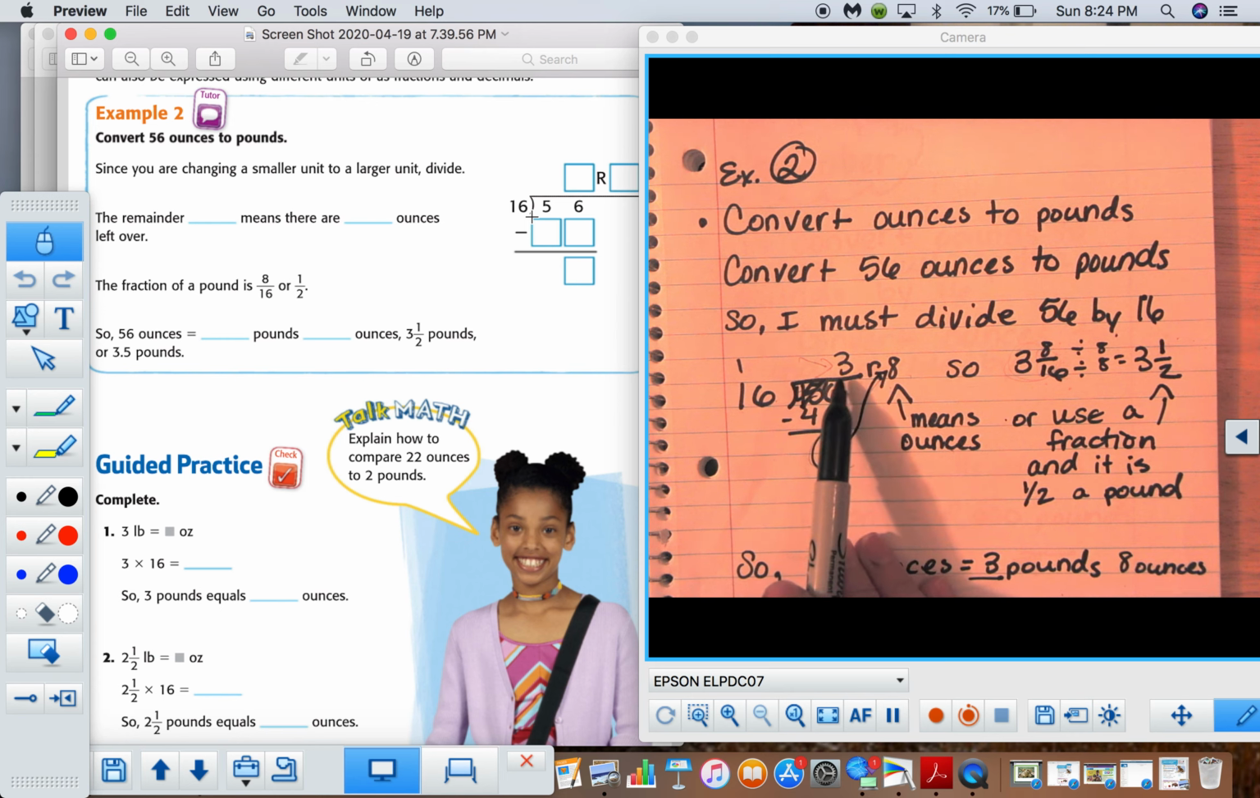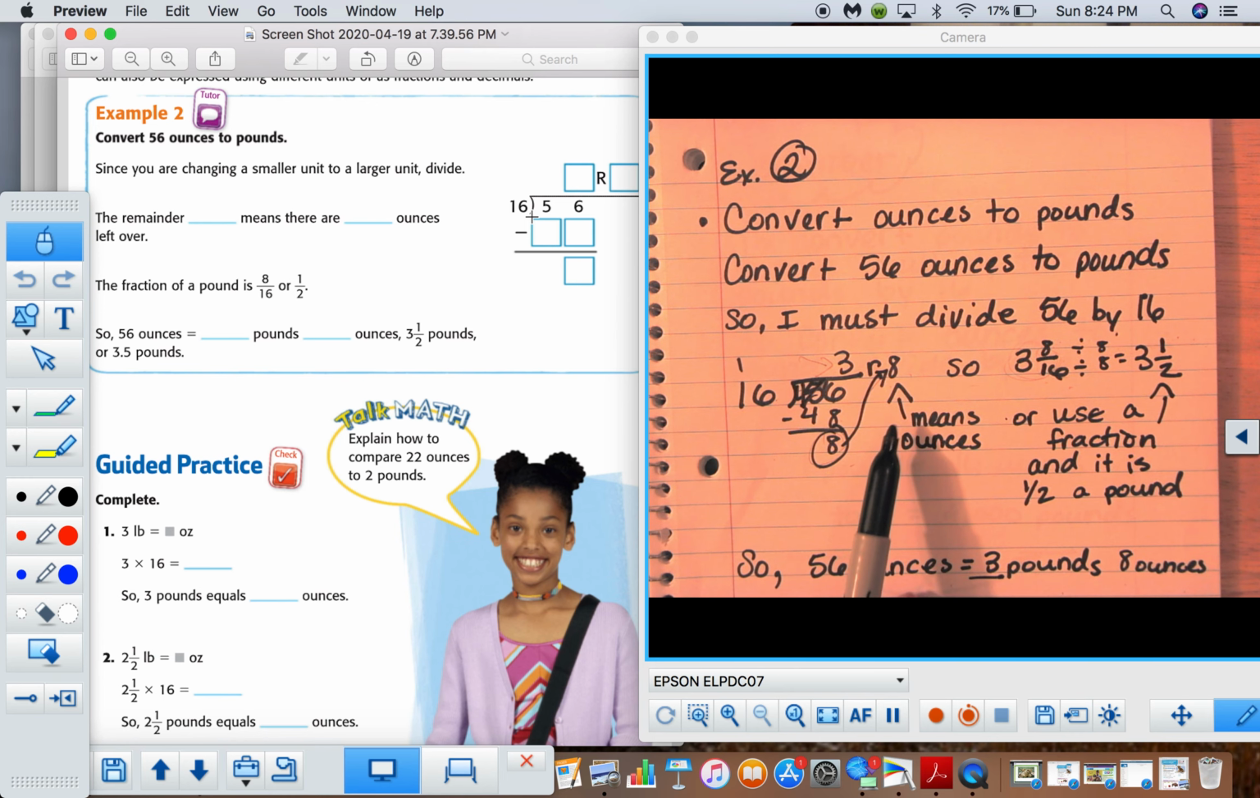I know that the 3 means pounds. Well, what does the 8 mean? The 8 means ounces. We had to continue to use ounces in this problem because there aren't enough ounces to make another pound. So our answer would remain as 3 pounds and 8 ounces.